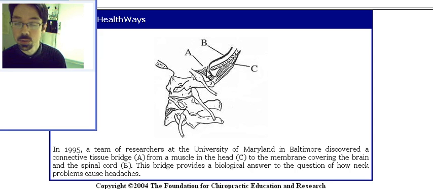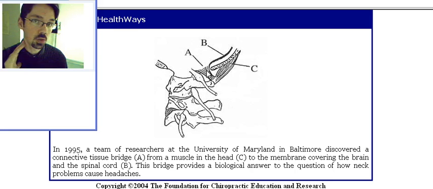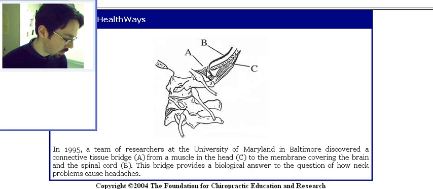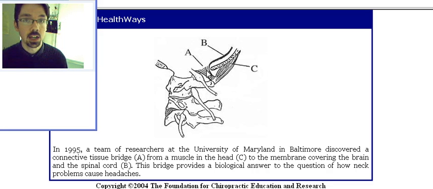Of course, muscles can also refer pain up to the head, so you could have problems in the musculature that go up to the head. You could have problems in the blood vessels that go up to the head. You could have problems within the nerves in the neck that go up to the head. So there can be many different reasons for cervicogenic headache. The main idea is, of course, it's starting in the neck and going to the head.